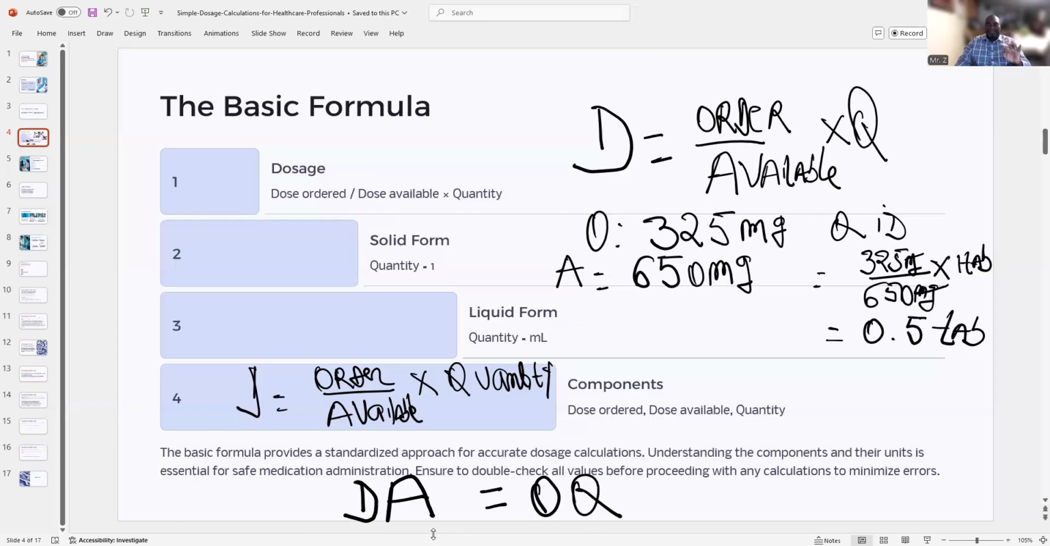I want you to remember that, because one day they will ask you. So far, we're only solving for dosage, but there will be a time they will ask you to solve for your order. You will have to know how to get that formula. All right?